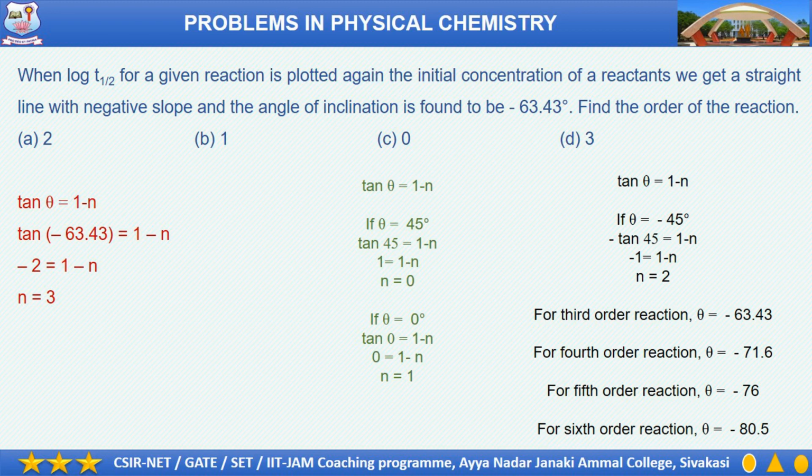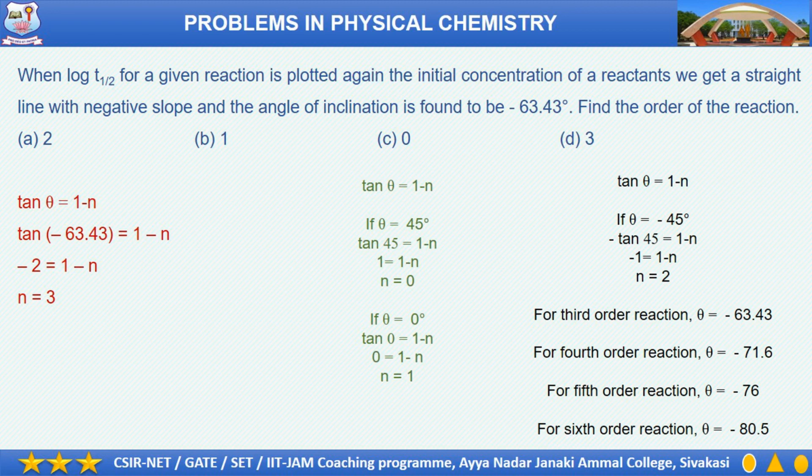When log of T half for a given reaction is plotted against the initial concentration of the reactants, we get a straight line with a negative slope, and the angle of inclination is found to be minus 63.43 degree. Determine the order of the reaction.